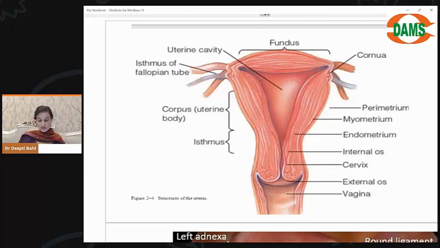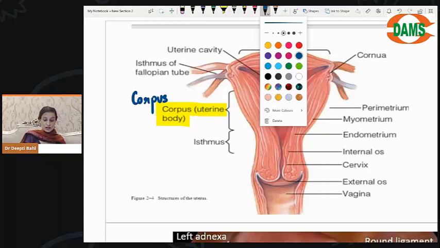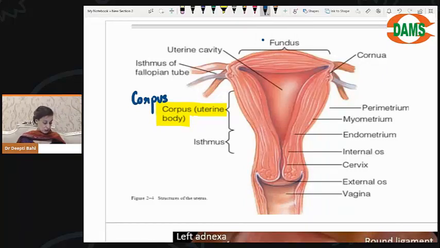The main part of the uterus is its body. The uterine body is also called the corpus, right? Then yet another part of the uterus is the cervix. So yes, the cervix is very much a part of the uterus. In between the body and the cervix, there is this constriction. This constricted area is what is called the isthmus.